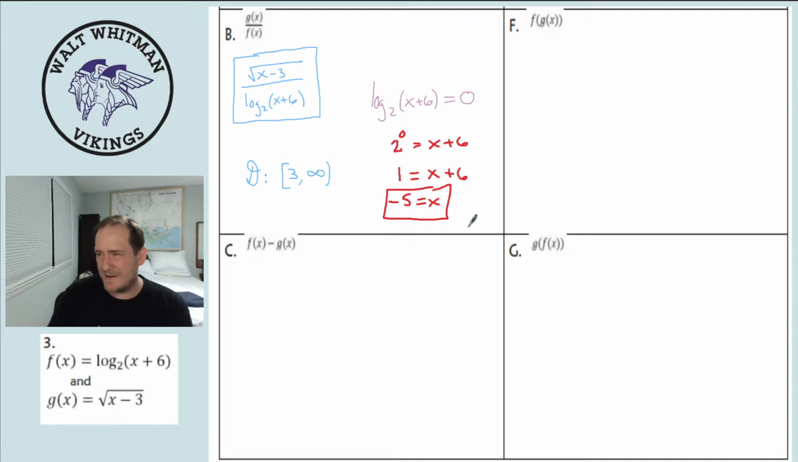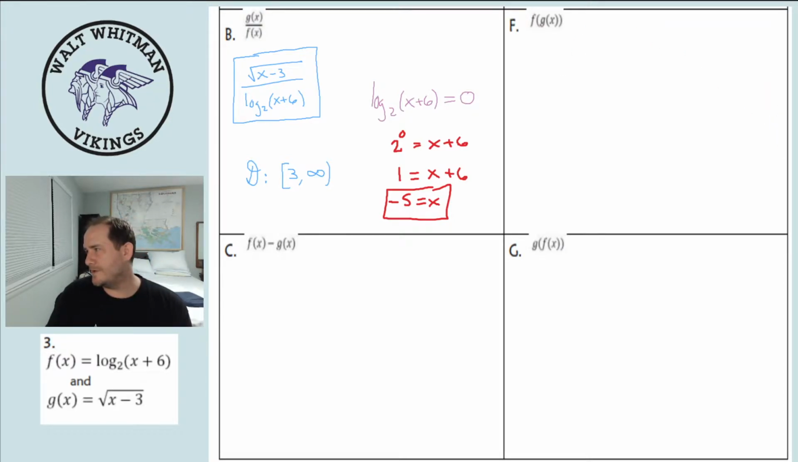Why is that bad? It's bad because negative 5 isn't even in our restricted domain anyway, right? So we went through all this rigmarole to find some other value that we potentially need to restrict from our domain, and it lies on the outside of our domain anyway. So there's no reason to restrict it. It's not in there.